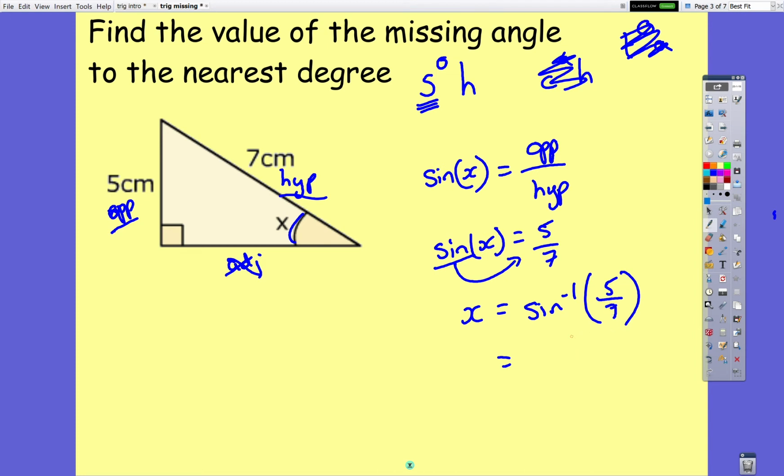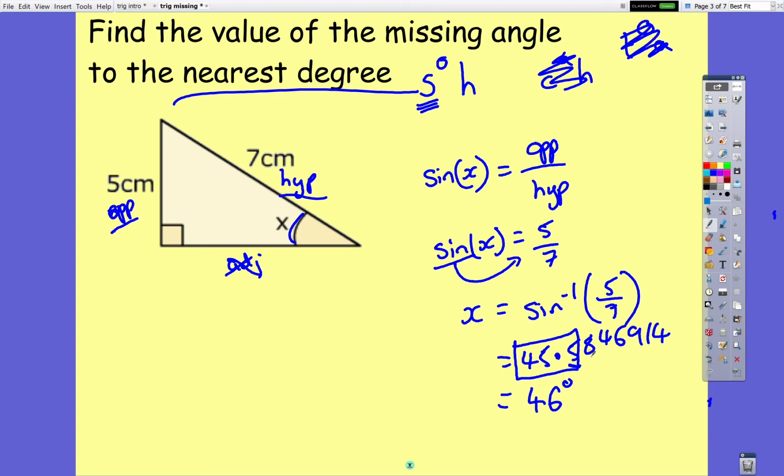You should get an answer of 45.5846914. Okay, now to the nearest degree, that is 46 degrees. So again, if you're not too sure, nearest degree is obviously this one here that we're looking at, box around it. Next one over is an 8, so it kicks on to that there. Okay, so that's what we're looking for here. So there's my nearest whole degree there. All right, any questions about that, please give me a shout.